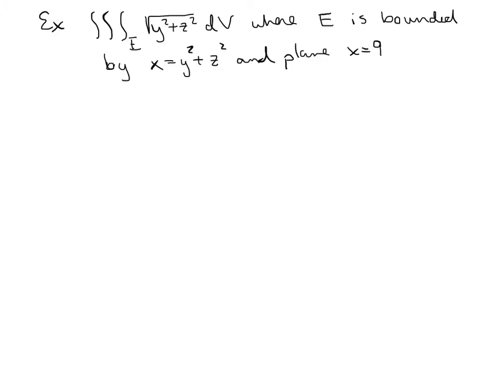All right, so in this next example, let's calculate the triple integral over E of the square root of y squared plus z squared, where E is a three-dimensional solid. It's going to be bounded by the paraboloid x equals y squared plus z squared and a plane x equals 9. So some rules here. This is kind of some rules of setting up this triple integral.